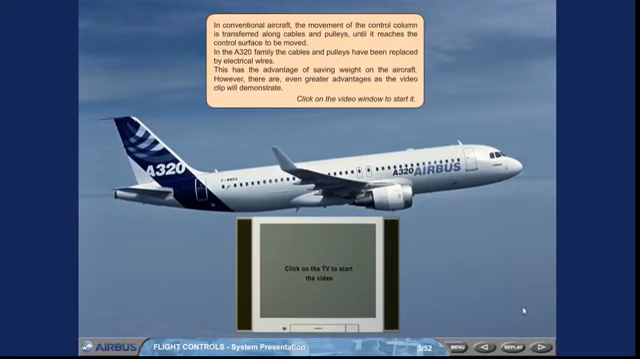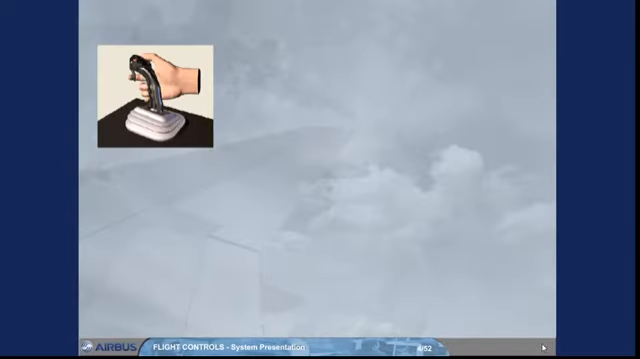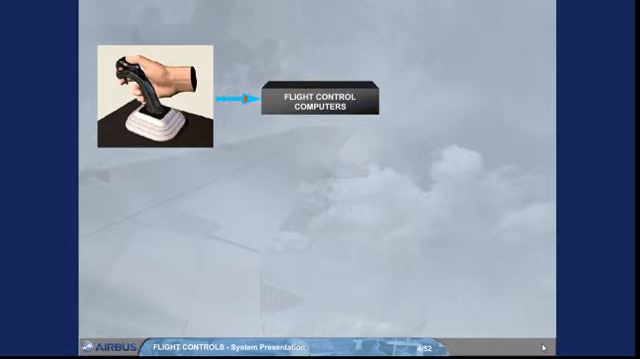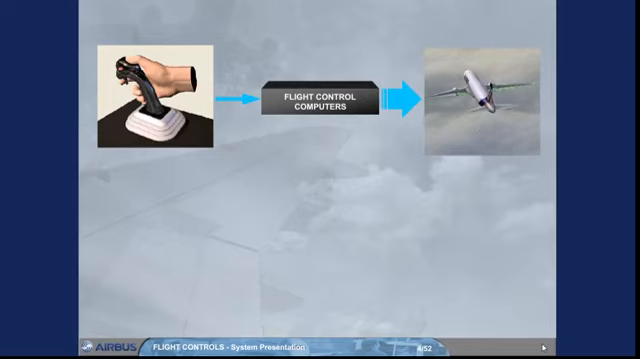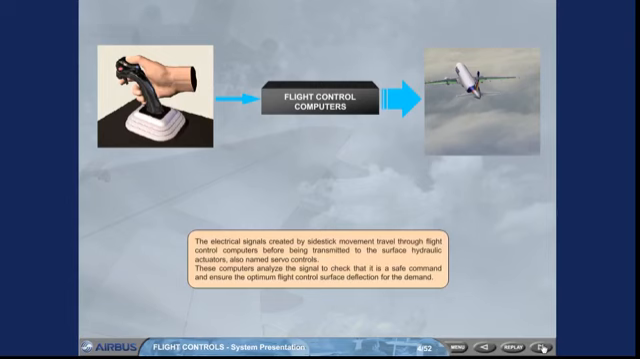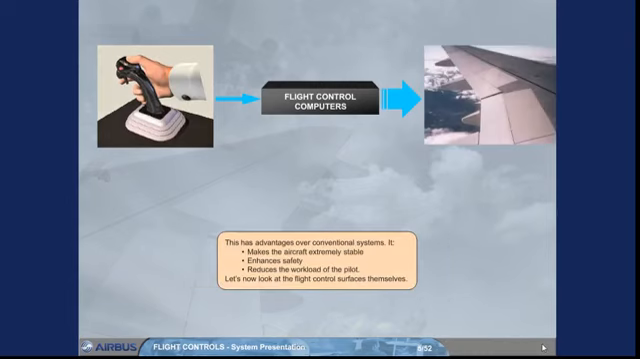In fly-by-wire, the electrical signals created by side stick movement travel through flight control computers before being transmitted to the surface hydraulic actuators, also named servo controls. These computers analyze the signal to check that it is a safe command and ensure the optimum flight control surface deflection for the demand. This has advantages over conventional systems. It makes the aircraft extremely stable, enhances safety, and reduces the workload of the pilot.